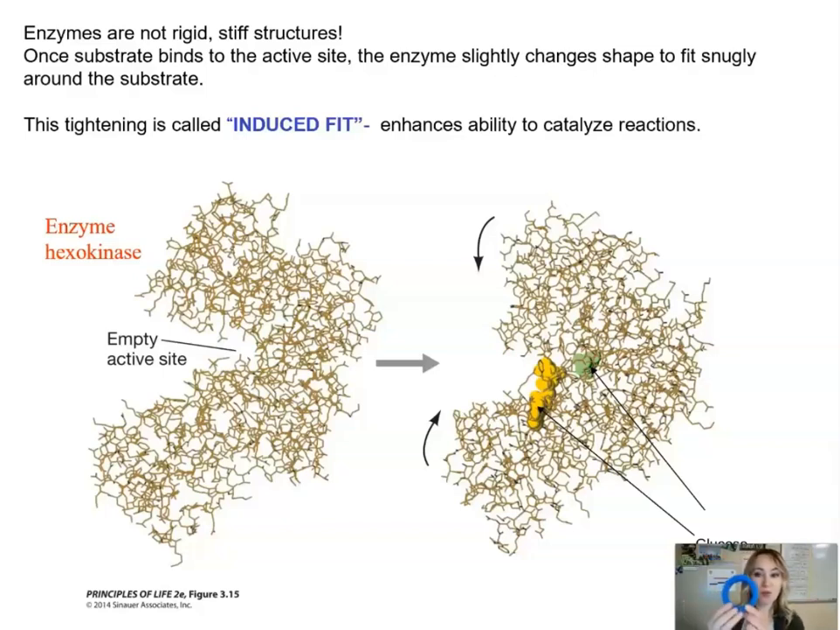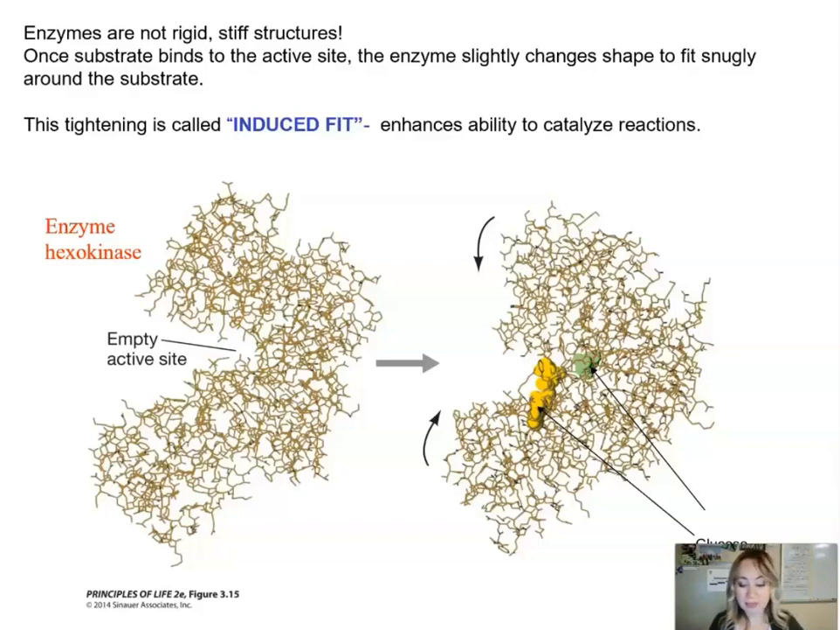So here I have an example. This will be my enzyme. And notice it's obviously a super simplified model, but you can see an enzyme active site right here. And then this would be my substrate. So you can see the substrate will fit in the active site. So there's this compatibility going on. And when that happens, the enzyme will undergo a slight conformational change. And you can see it's going to tighten around the substrate. So there it is, tightening around the substrate. So we call that process induced fit. And this process is going to enhance the ability to catalyze the reactions. So there's this tight, snug fit around the substrate.